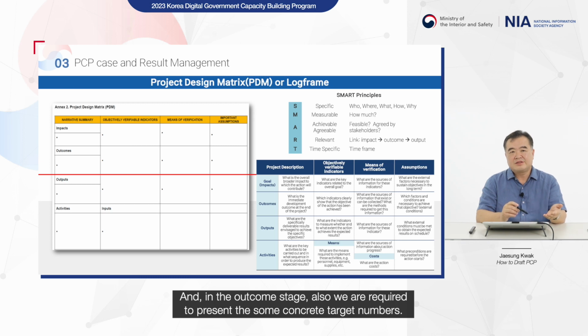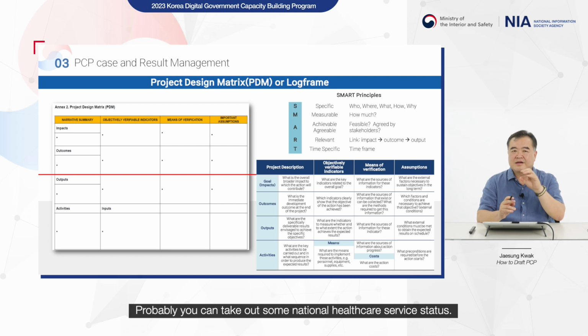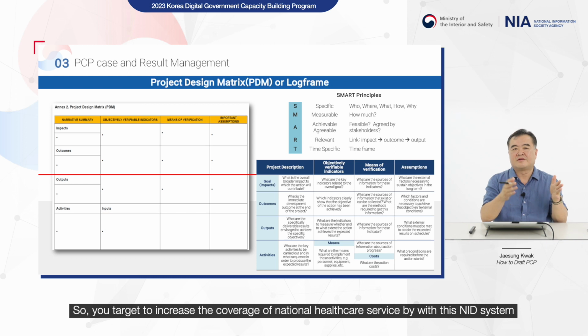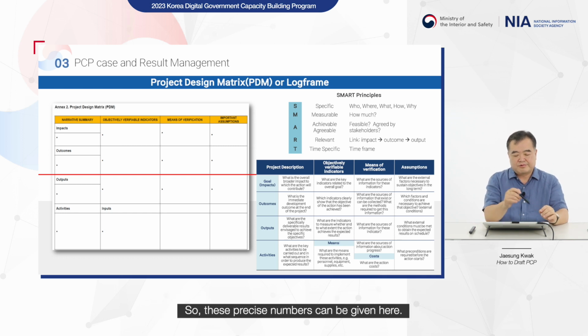And in the outcome stage, we are also required to present some concrete target numbers. So we have shown the government efficiency and government effectiveness more strengthened and so on. Probably you can take some national healthcare service status. So you target to increase the coverage of national healthcare service with this NID system from the existing 50% of the coverage to 70% in the medium term after the launching of the NID. So these precise numbers can be given here.